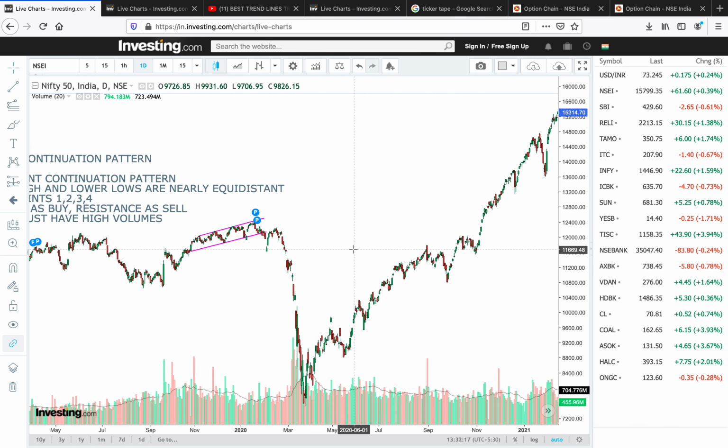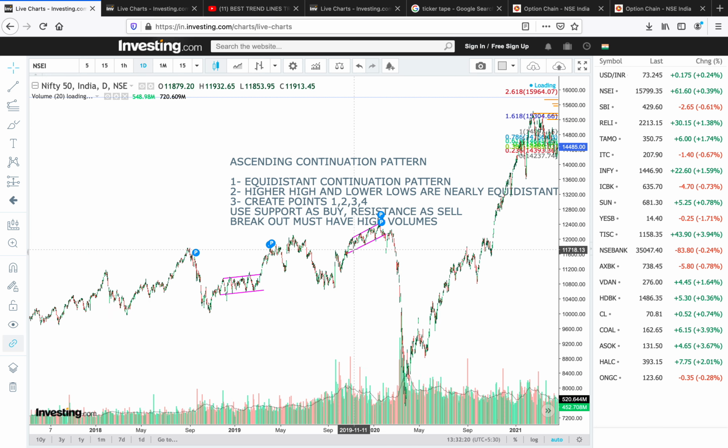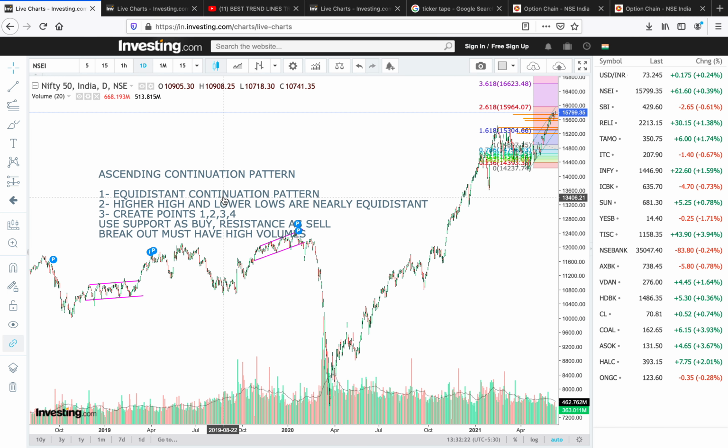So it is an ascending continuation pattern I mentioned. Even the descending is the same thing. It is an equidistant continuation pattern. Higher highs, lower lows are nearly equidistant. So you have equal distance in between this 1, 2, 3, 4, 5, 6, 7, 8. You see the distances are equal. The time period is nearly equal. So you create point number 1, 2, 3 and 4 as supports, and then use these supports to buy and sell. And what you must do, you must watch the volumes in this case.